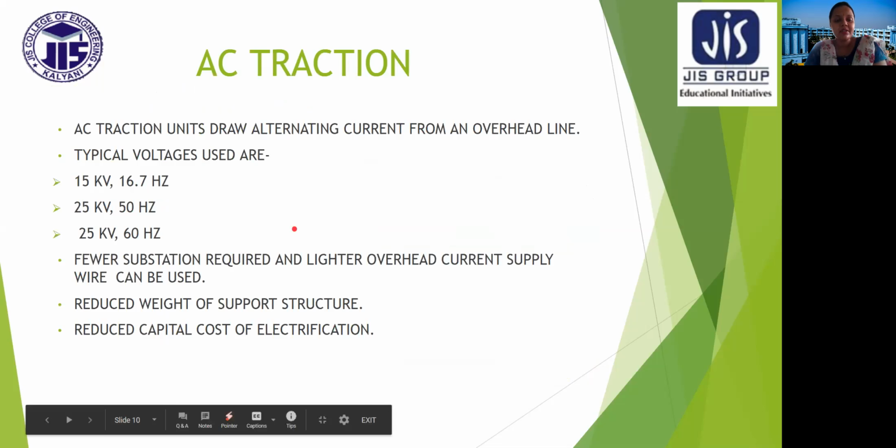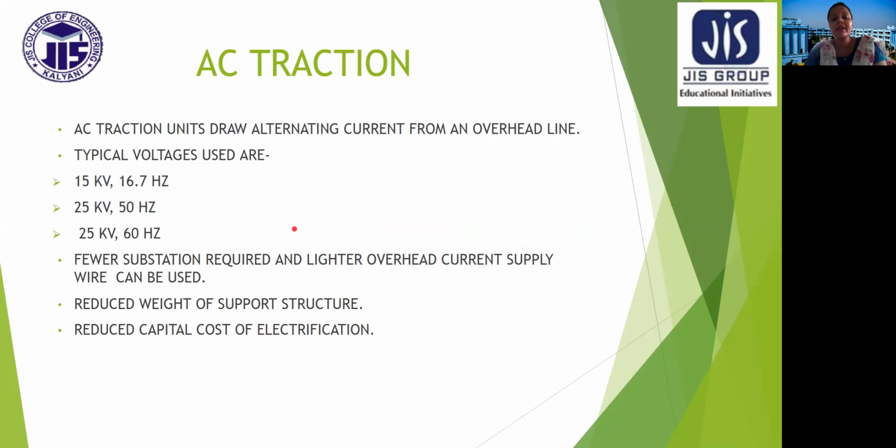Now, AC traction system. AC traction units draw alternating current from an overhead line. Typical voltages used are 15 kilovolt at 16.7 Hz, 25 kilovolt at 50 Hz, and 25 kilovolt at 60 Hz. See, in DC traction, we were only using 1500 volt or 3000 volt, whereas for AC traction, we get a voltage level of 25 kilovolt.